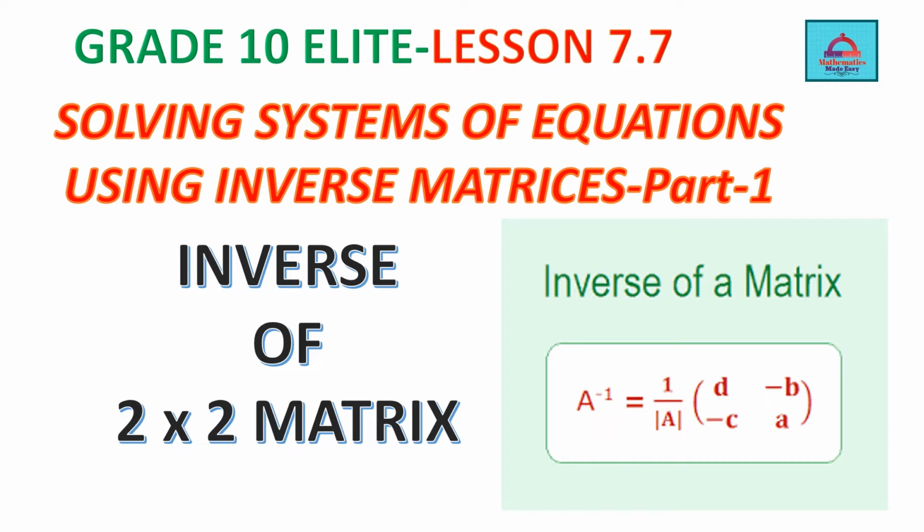This is the last lesson of module 7 that we have started, which was matrices. So today we are covering the last lesson, lesson 7.7, and this is part 1 of the lesson, which is solving system of equations using inverse matrices. In today's video we are going to see how we find the inverse of a 2 cross 2 matrix, and we are going to use the identity matrix for doing so.